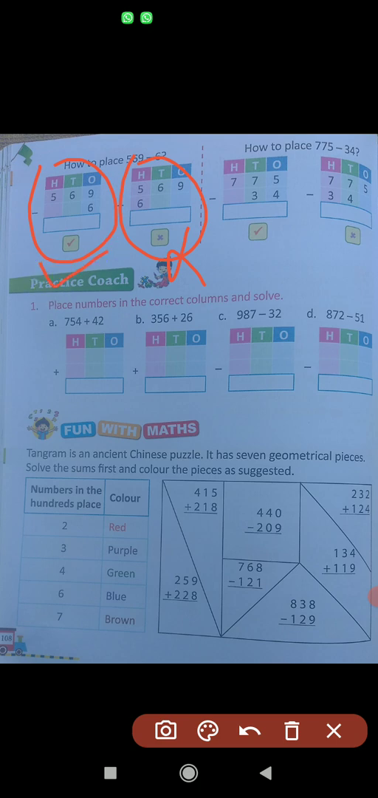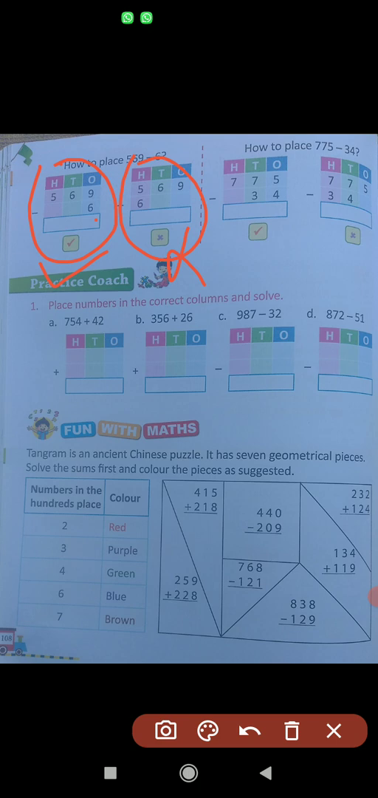See, 5 is at the 100 place, 6 is at the 10th place and 9 is at the 1st place of 569, okay? And 6 is at the 1st place. So we have to subtract 6 from 569. First of all, we have to write the numbers in the correct column, then we have to subtract the number, okay?